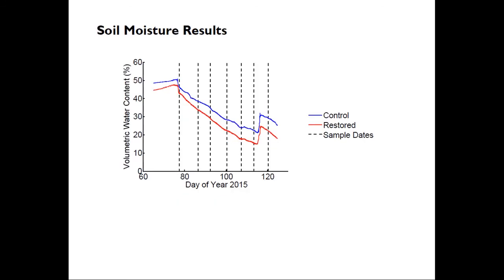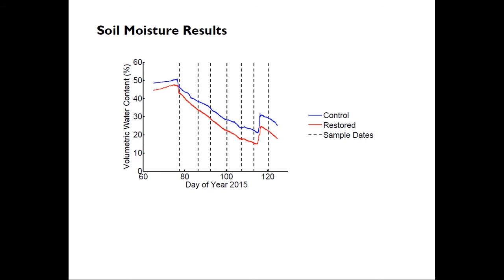And from that, we looked at, so these are probes we had measuring continuously. And so blue is control, red is restored. So this gets into some of the spatial variability we have out here. If you go pick one point, you can get control points that have a higher water content than restored points. But just looking at the temporal pattern of these, the dashed lines show when we were actually out there doing the spatially distributed soil moisture sampling.